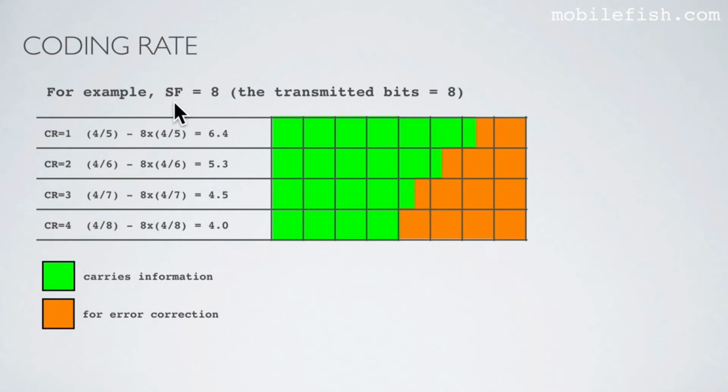Let's assume the spreading factor is 8, which means 8 bits are transmitted. So if the coding rate is 1, then 6.4 bits carry actual information, as you can see by this calculation. 8 times 4/5 equals 6.4. So 6.4 bits carry actual information and the rest is for error correction. If the coding rate is 4, then 4 bits carry actual information, as you can see by this calculation. 8 times 4/8 equals 4. So 4 bits carry actual information and the rest is for error correction.